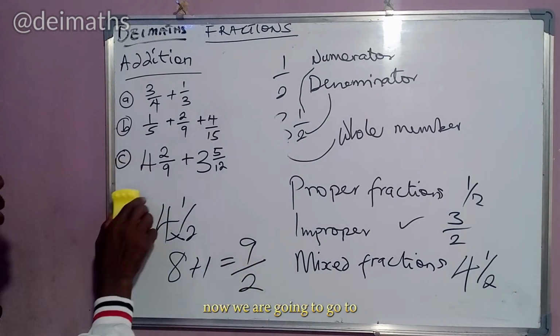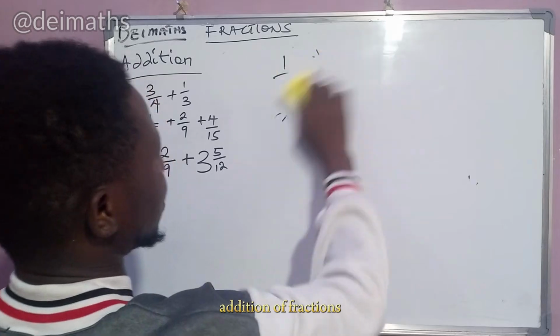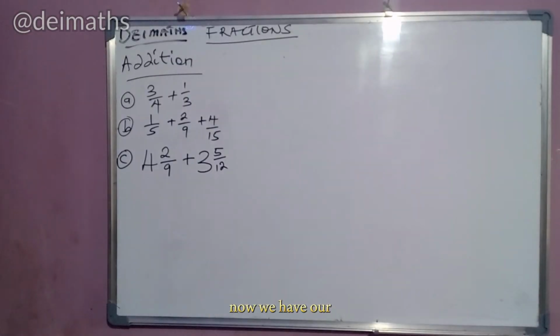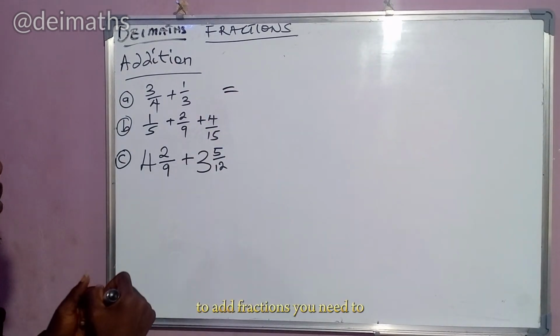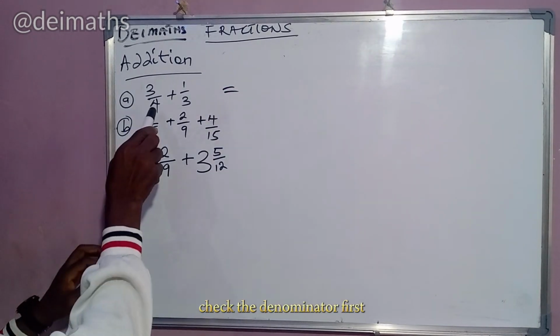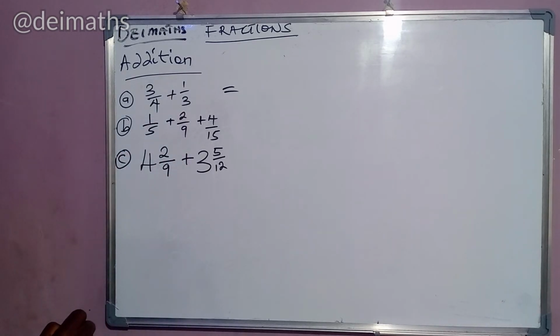Now we are going to go to addition of fractions. We have our fractions here. We need to add these fractions. Okay, let's start from 1. To add fractions, you need to check the denominator first. This is 4 and 3. And when you check it, you check the LCM of the denominators.